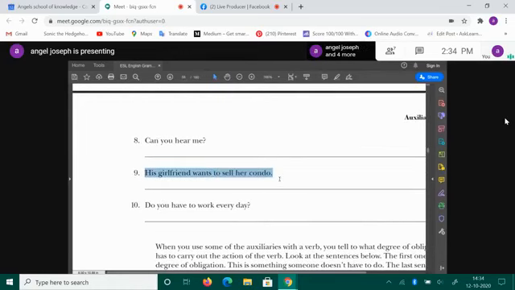His girlfriend wants to sell her condo. You have to remove this wants. If you're removing wants, this two will also go. His girlfriend sell or sells? Sells her condo. Condo is an apartment, a small apartment.